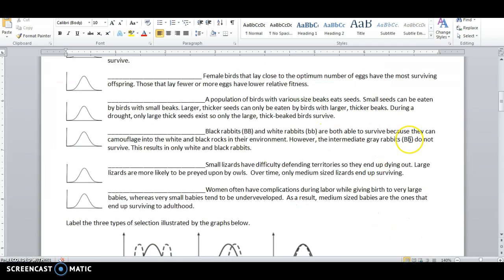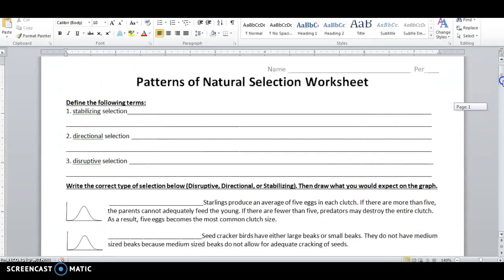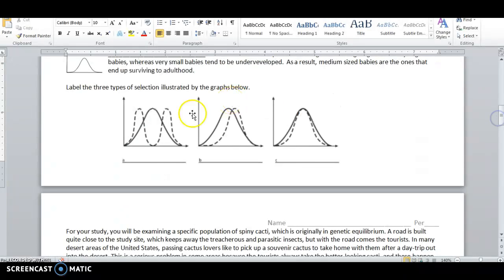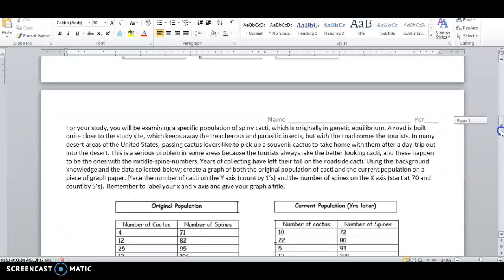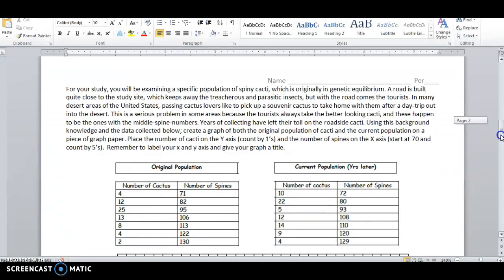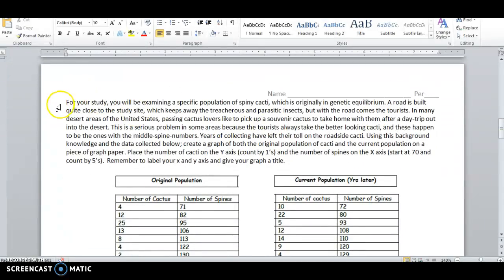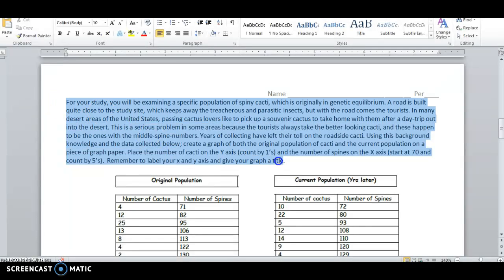Now, your job is to finish the rest of this worksheet, okay? You gotta fill in the definitions up top, all right? You gotta fill in the graphs, write down what each of them is down here, and then down here, you're gonna create a graph. So it says, for your study, you will be examining a specific population of spiny cacti, which is originally in genetic equilibrium.